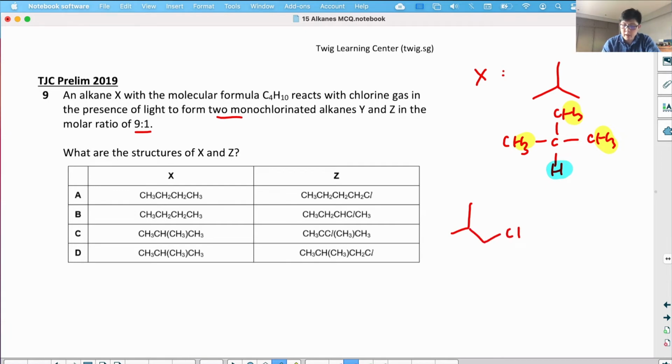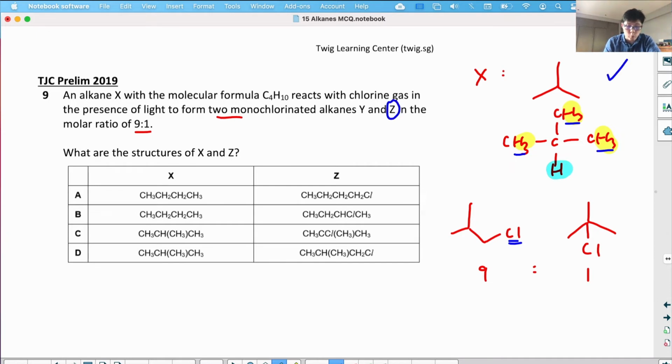Cl over here. The 1 will be this one. So this ratio will be 9 to 1, because replacing any of these H's with Cl gives this one here. So there are actually 9 possibilities, 9 to 1. What do they want? They want the structure X, so X is done.